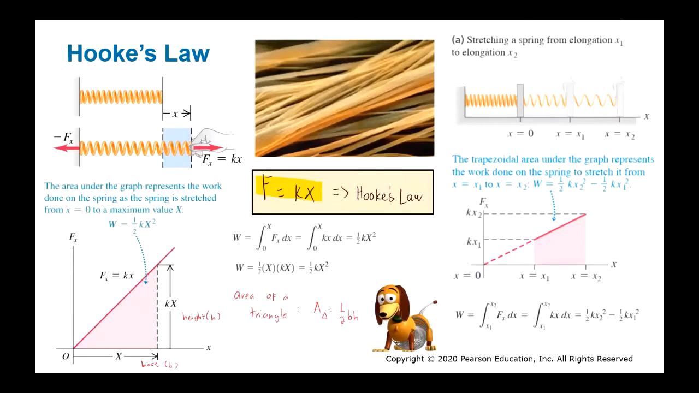So I mentioned springs at the beginning of this section, and that is because we will be discussing Hooke's law. Hooke's law is F equals kx, where k is a constant, the force constant or spring constant of that spring. We know that the unit of force is newtons, and x is in meters. So this means that the unit of k is N over m.